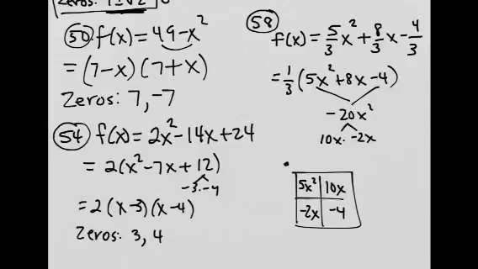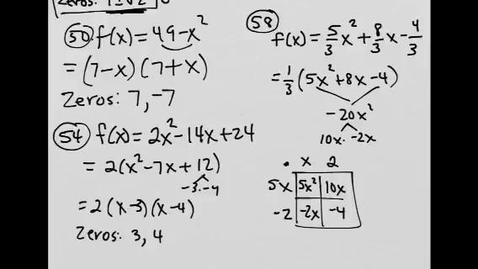So I ask myself, what's the greatest common factor in these two terms? So that would be 5x. Then 5x times something here equals 5x squared. So that's x. Then 5x times something here is going to give me 10x. That's going to be 2. Then x times something is going to give me negative 2x. That would be negative 2. And then you just check. Is 2 times negative 2 equal to negative 4? If your answer is yes, then you factored correctly.